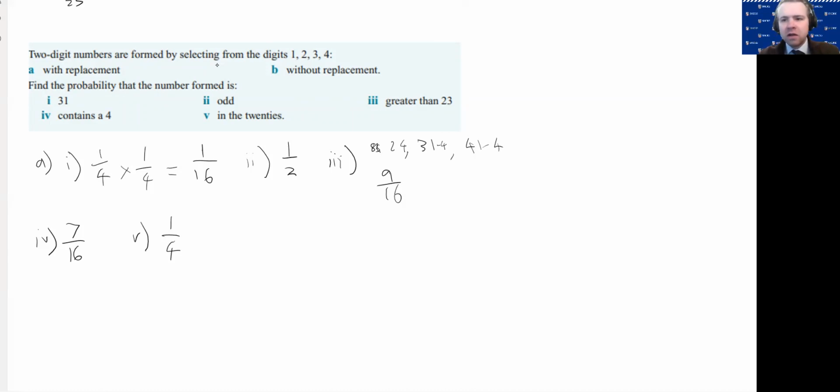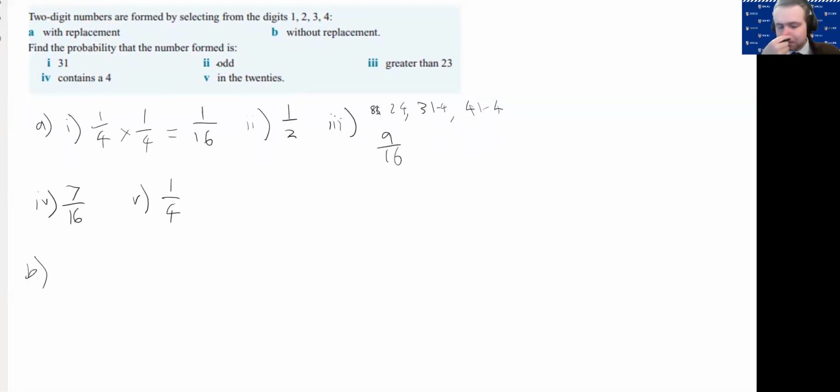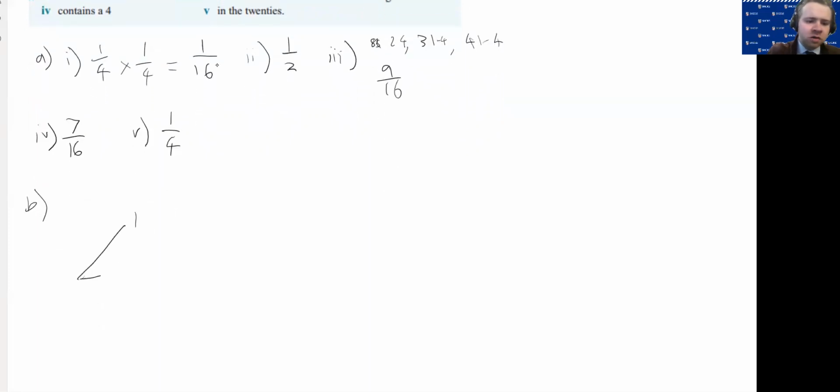You've got to sort of think about the options and then how many options in total and which options you would need to include to fulfill the criteria. Gets even more tricky for part B. So we're doing this without replacement. So I'm going to do a quick tree diagram because that can be helpful when we're doing multi-stage events. So we could get a 1, a 2, a 3, or a 4. They're all equally likely, so 1/4 for each of these.